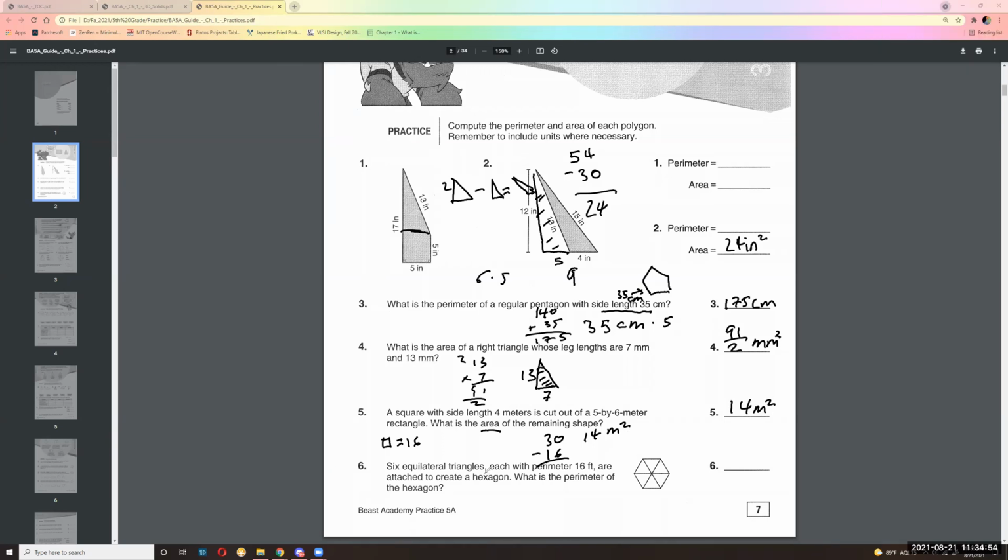Okay, so 6 equilateral triangles, each with perimeter 16 feet, are attached to create a hexagon. So what is the perimeter of the hexagon? So can someone explain to me the question with this drawing over here?